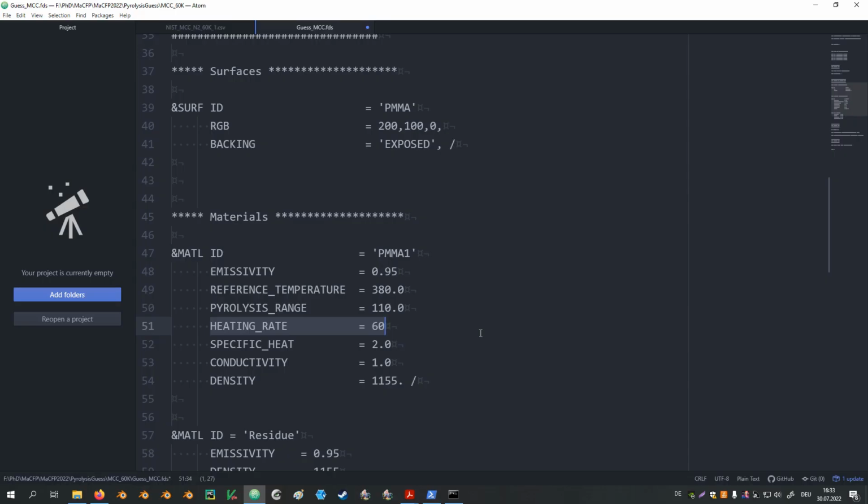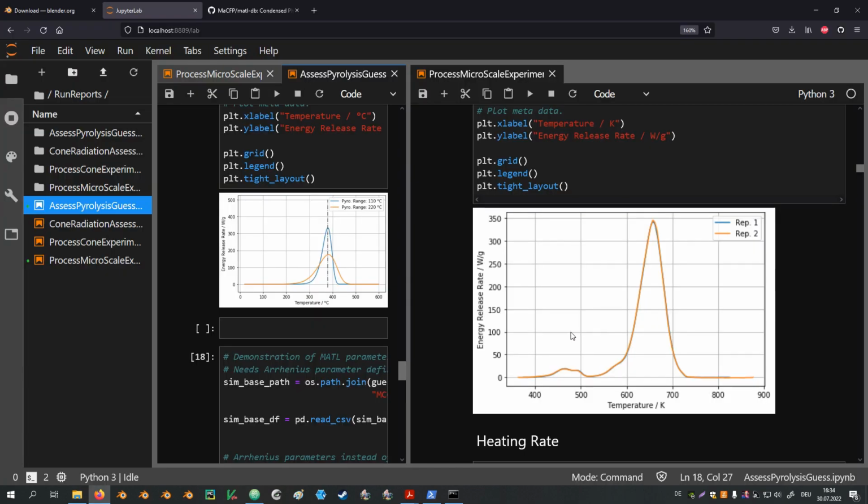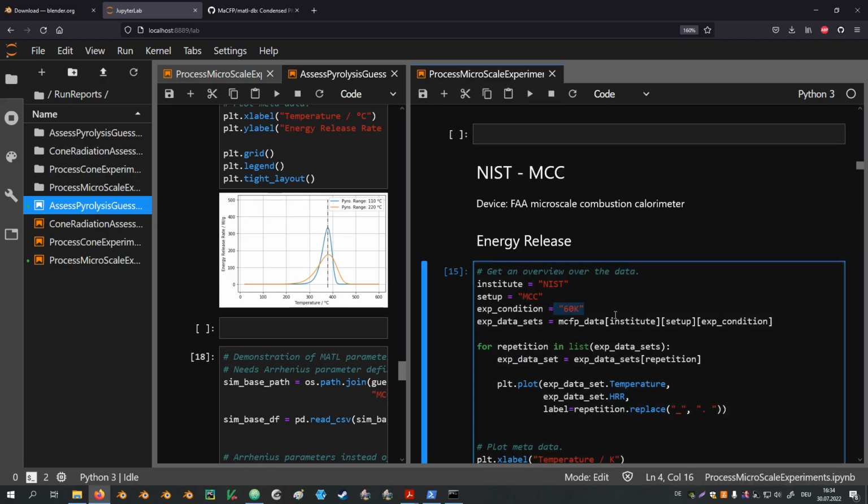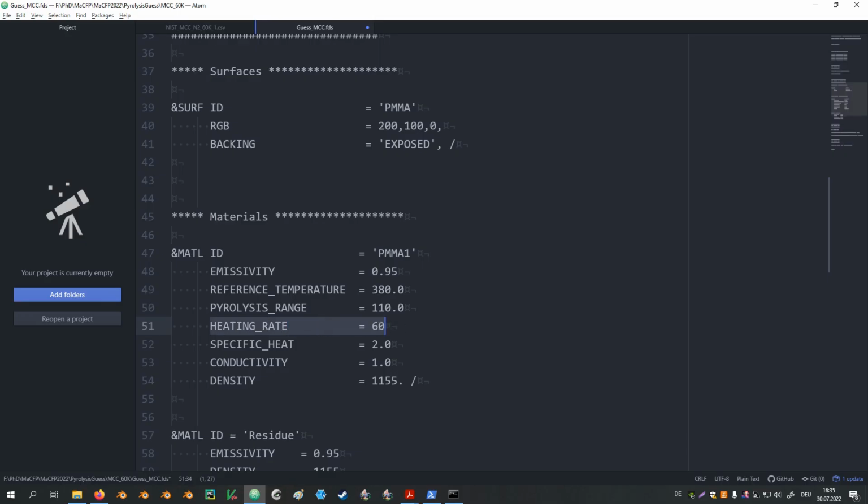The next parameter that we need is a heating rate. This heating rate, defined in the material, is related to the heating rate under which the experiment is performed that we would like to reproduce here. Our goal is to reproduce the results from the MCC test that has been performed here with a heating rate of 60 Kelvin per minute. Therefore this heating rate here is set to 60. So this then allows FDS to translate the reference values into the Arrhenius parameters, the pre-exponential factor and the activation energy.